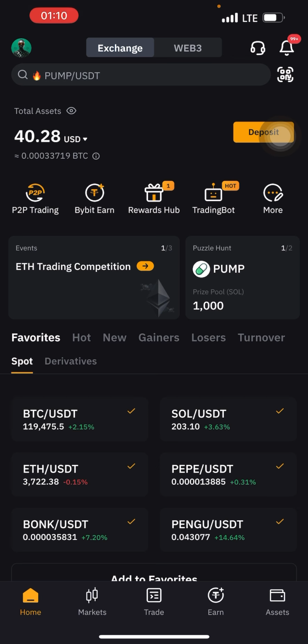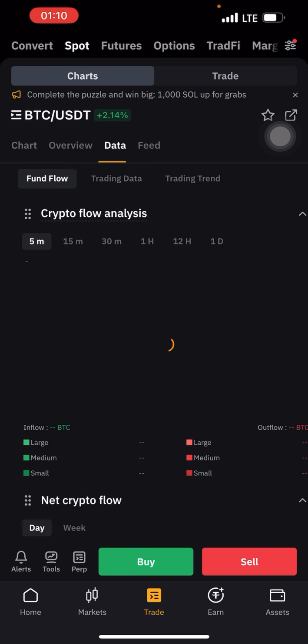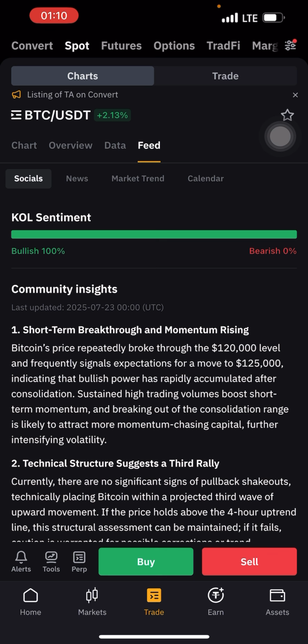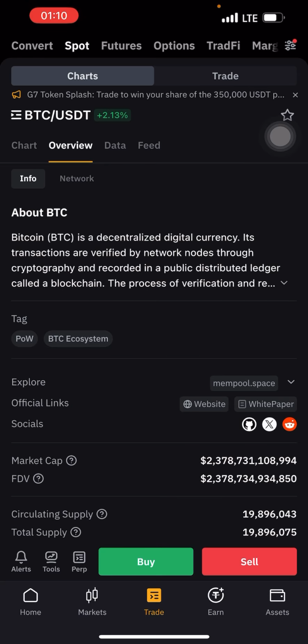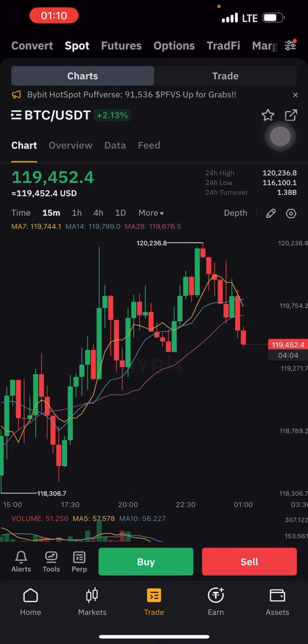Today we can see that BTC is doing well, and if you go to the feed, you can see that the bullish is 100% and the bearish is 0%. It means people are buying it, people are making money from it, and it's also going up. So today we'll be using BTC to do our trade.